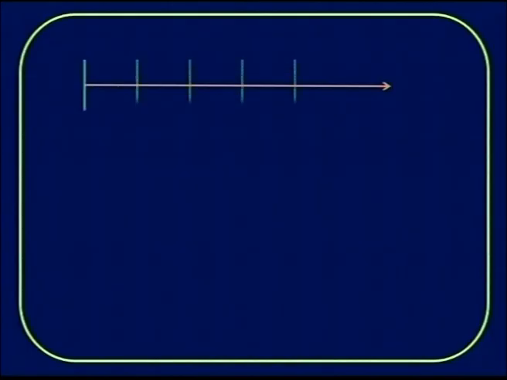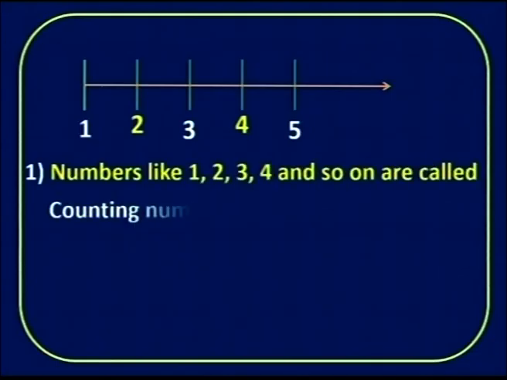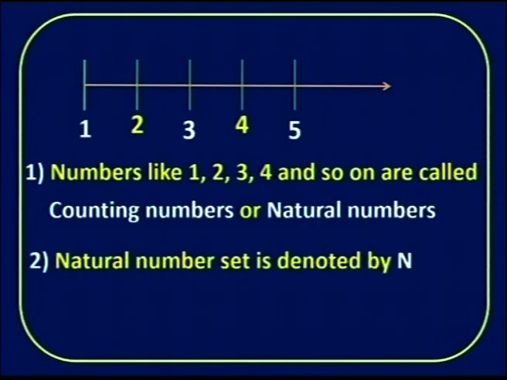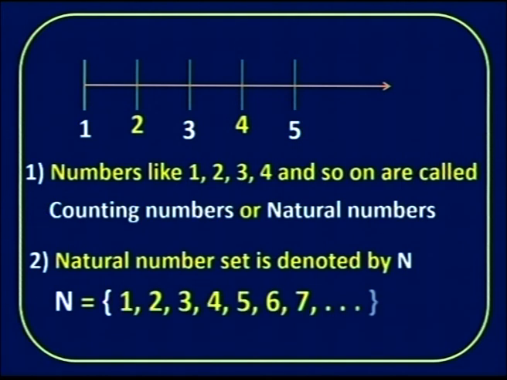Are you observing a number line on the screen now? I am making it into parts separated with equal distance. I am taking the first one as 1, 2, 3, 4, 5. Here the number started with 1. So the numbers like 1, 2, 3, 4 and so on are called counting numbers or natural numbers. Natural number set is denoted by N, and you can see the representation of natural numbers on the screen. That is N equal to 1, 2, 3, 4, 5, 6, 7 and so on. And so on means we cannot find the last natural number.